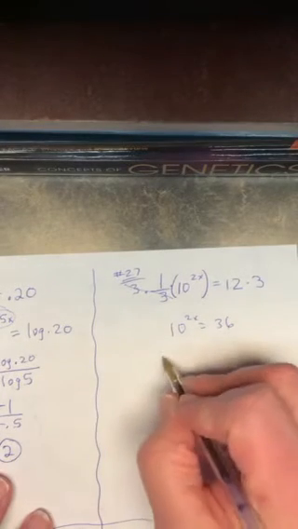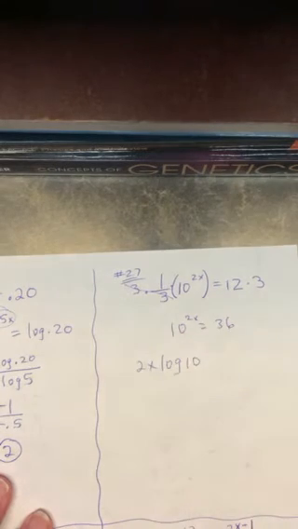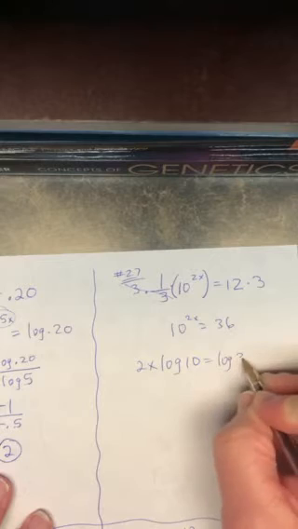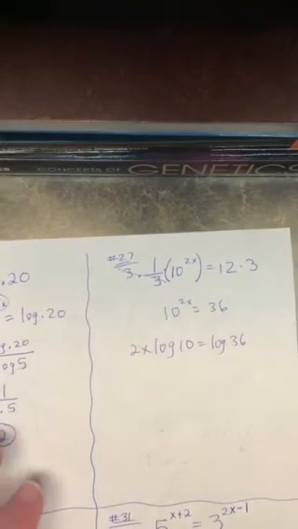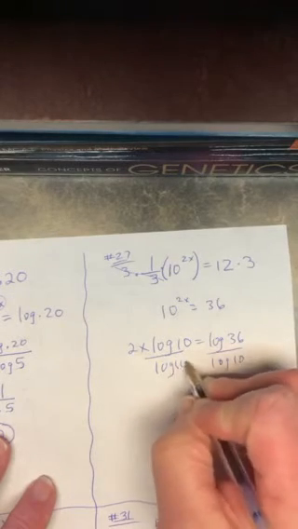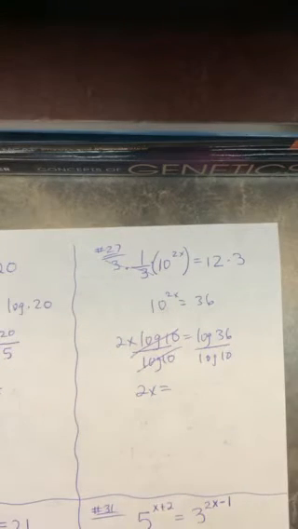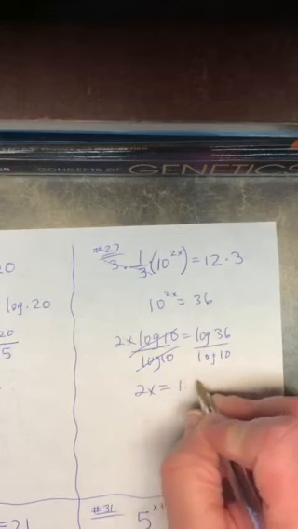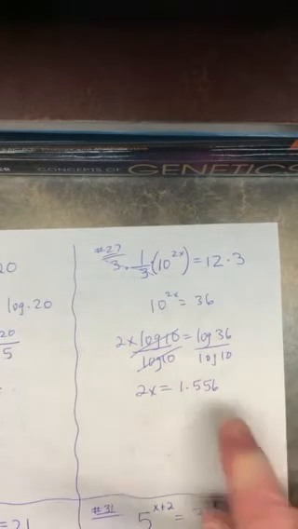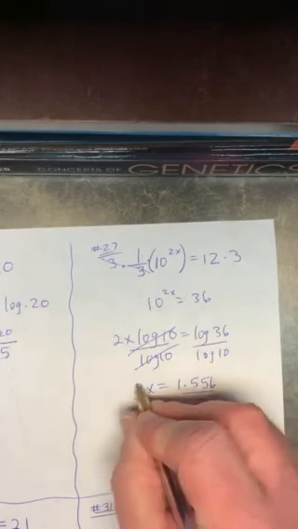I'm going to log both sides. I've got log of 10 to the 2x. I'll move that exponent in front. Equals log 36. Don't forget to log the right side. Divide by log 10 on both sides. Log 10's cancel. 2x equals, so I'm going to type log 36, enter, divided by log 10, enter, and I'm getting 1.556. Now I'm just leaving that decimal on my screen because I know I've got to divide that by 2.